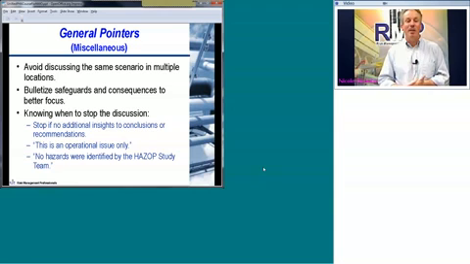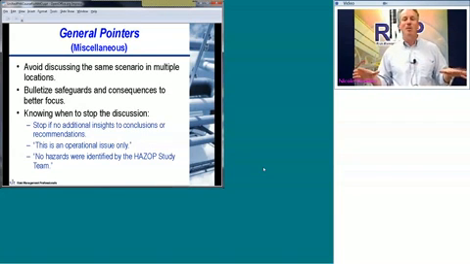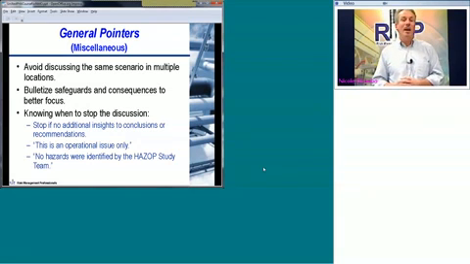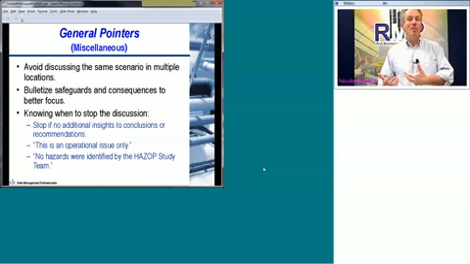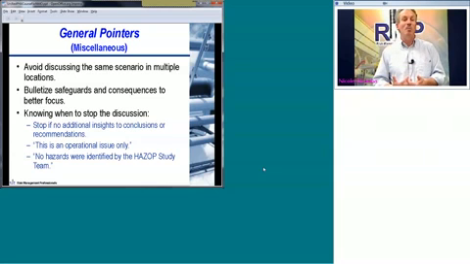And also, as a facilitator, knowing when to stop the discussion. If it's going around in circles and you're not going to get any additional insights, stop it. If they're just talking about a minor operational issue that's a headache, document that it's an operational issue only and move on. If they're talking about some issue that's out in the grass, document that there's no hazards identified, because there's probably something more important that they should be talking about, and you don't want to have a lot of time spent by the team talking about minor operational issues, and then the time that they need to be talking about more important issues gets compromised.